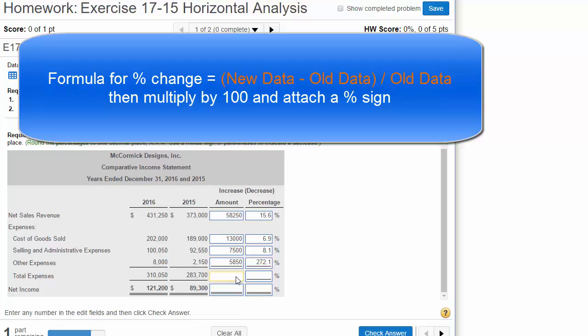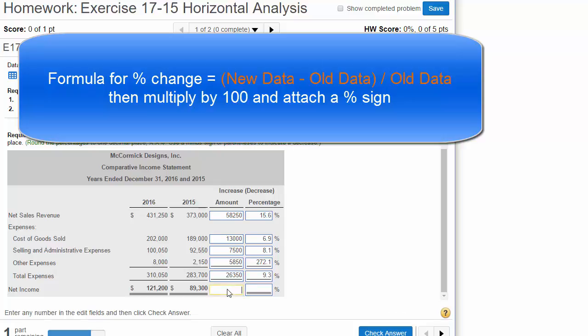Let's take a look at the change in total expenses. We have 310,050 minus 283,700, which gives us a change of 26,350. To calculate the percentage change, it's the new minus old divided by the old. That gives us an increase of 9.3%. This is really good news. Our revenues are increasing at almost 16%, and our expenses are only increasing at 9%. So our revenues are increasing significantly more than our expenses.